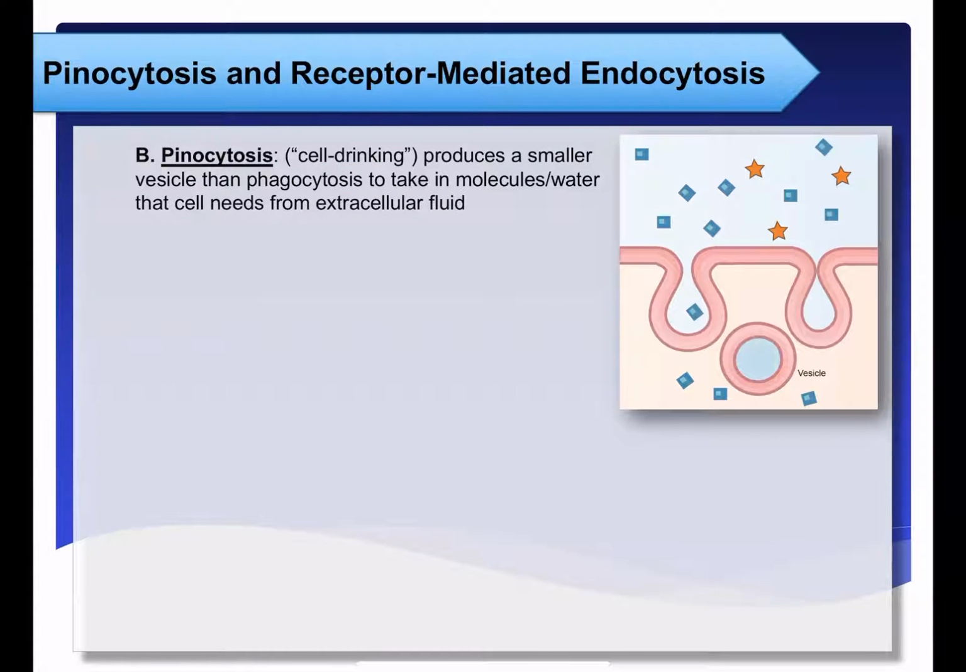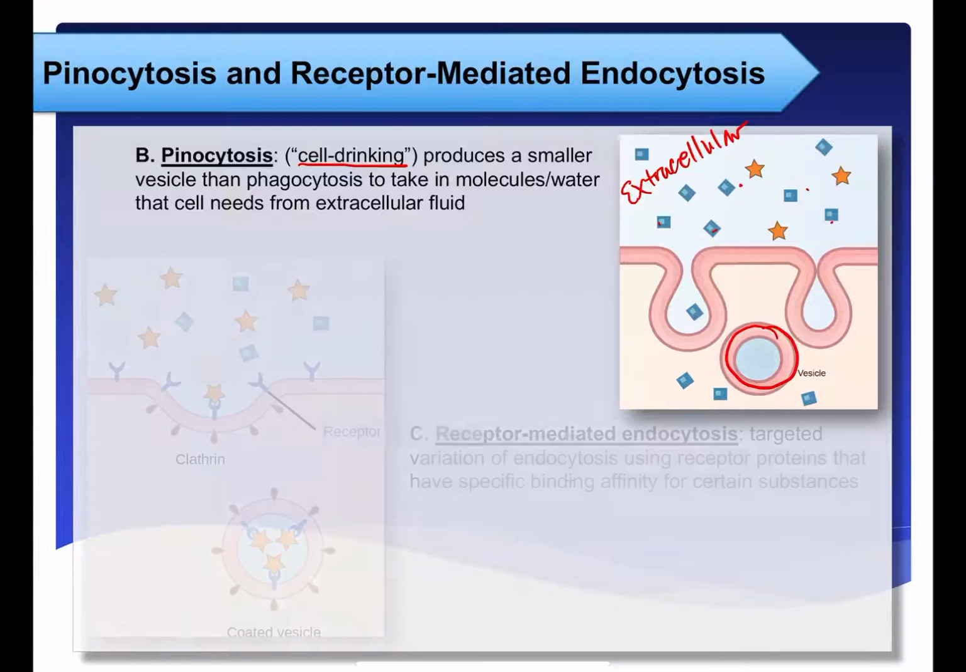The second type of endocytosis is called pinocytosis, which means cell drinking. This process produces a smaller vesicle and takes in smaller particles or molecules, including water that the cell needs from the extracellular space. This is the extracellular space, outside of the cell. That's why it's called cell drinking, like the cell's literally drinking.